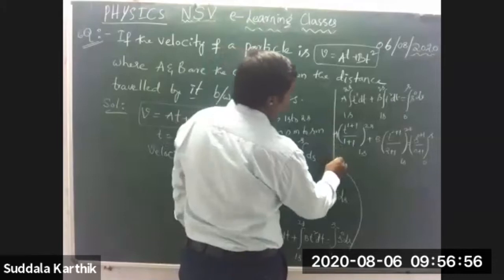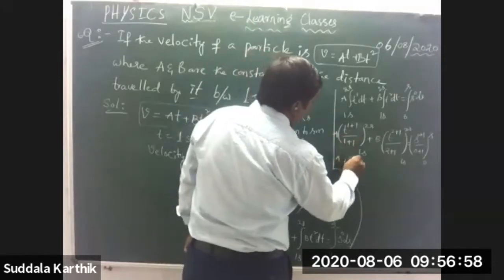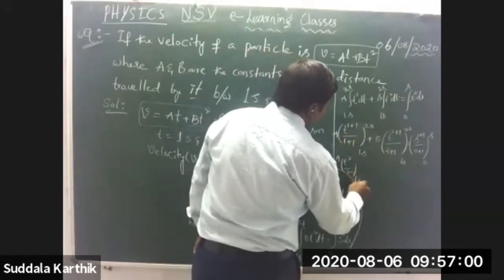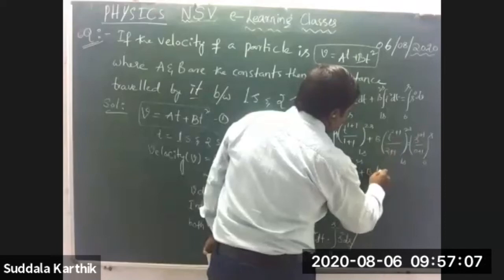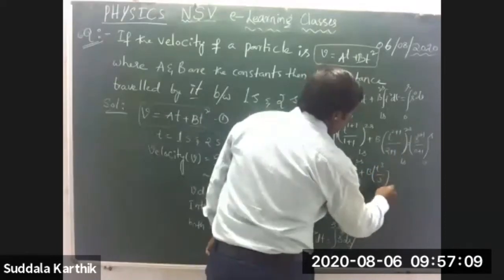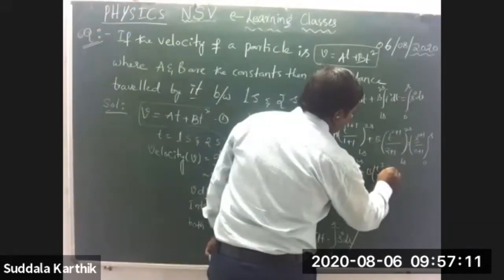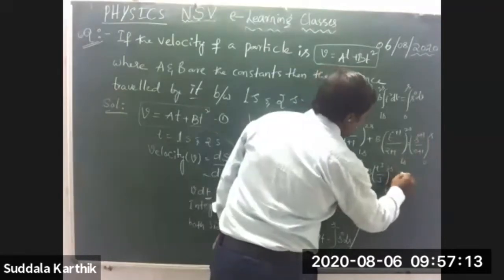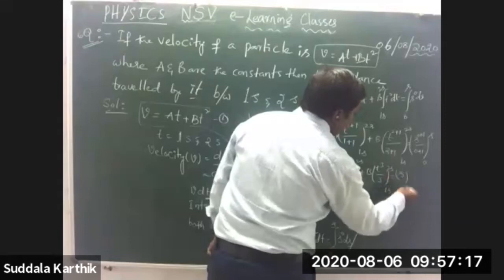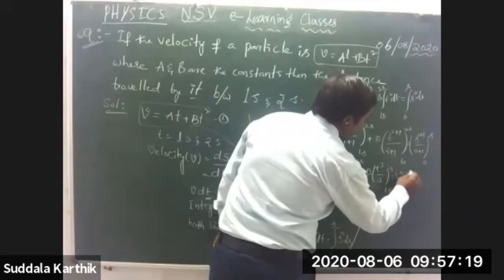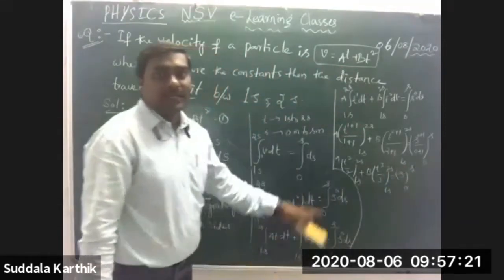So A t square by 2 from 1 second to 2 seconds, plus B t cube by 3 from 1 second to 2 seconds, is equal to s power 1 by 1, from 0 to s. Is it okay? Up to here clear?